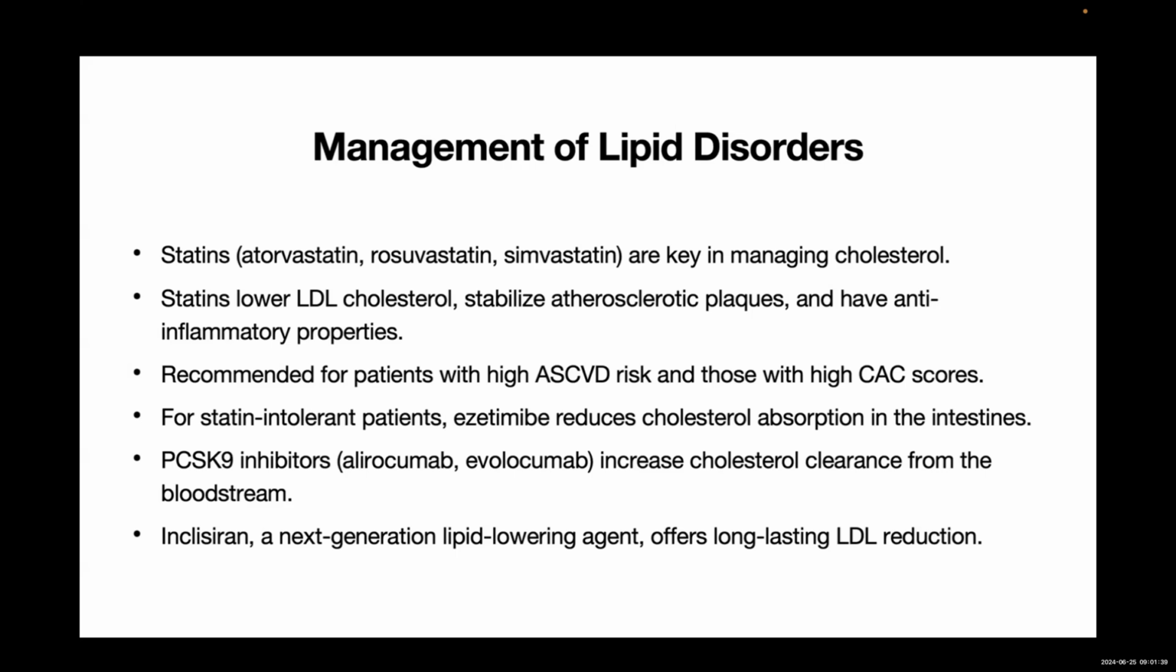So ezetimibe works by inhibiting the Niemann-Pick C1-like-1 protein, which is a protein in the small intestine that reduces the amount of cholesterol absorbed from the diet. And PCSK9 inhibitors are actually monoclonal antibodies that increase the number of LDL receptors on the liver, enhancing the clearance of LDL cholesterol from the blood. These therapies are particularly useful for patients with familial hypercholesterolemia and for those who cannot tolerate statins.